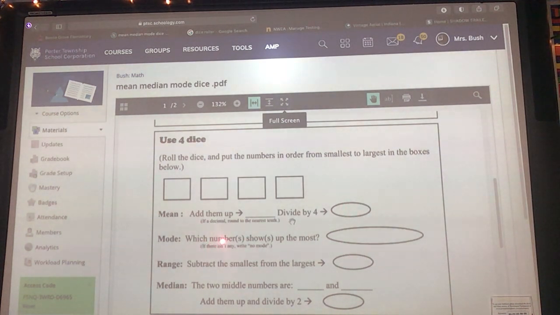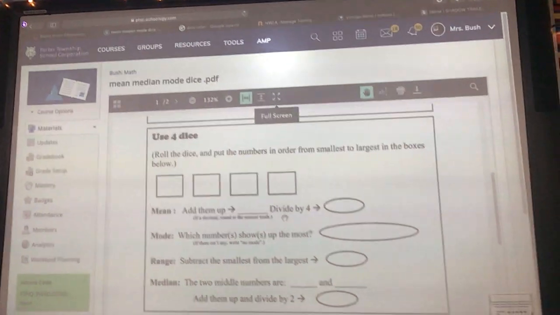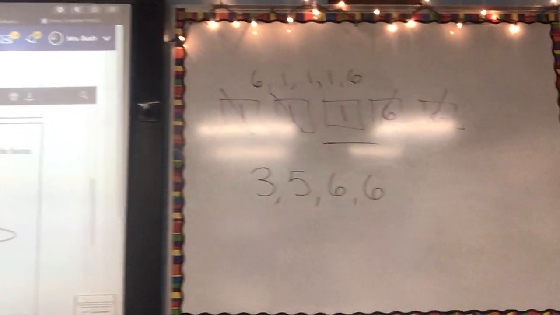The mode. Which number shows up the most? If there isn't any, write no mode. 6. Yes, I have 2 6s. Good. My range. Subtract the smallest from the largest. So what's my equation here? 6 minus 3, which is? 3. Good.